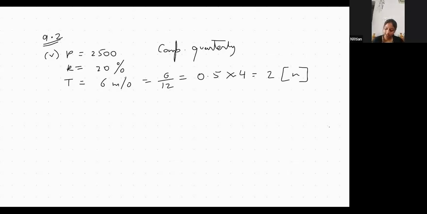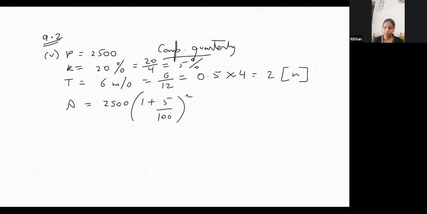And this is compounded quarterly, so r will be 20 by 4, 5% again. Then you can put the amount formula just like this: 2500 into 1 plus 5 by 100 raised to the power 2. You can solve this, you will get the amount, then put it in the CI formula. Ma'am, I got 689.06 rupees.